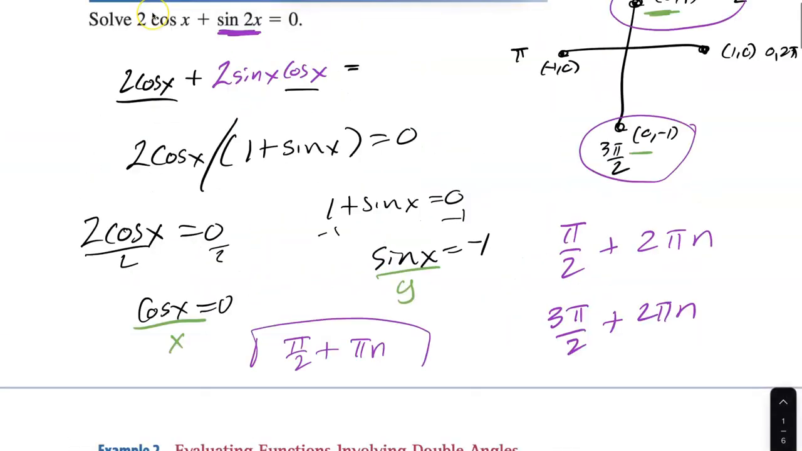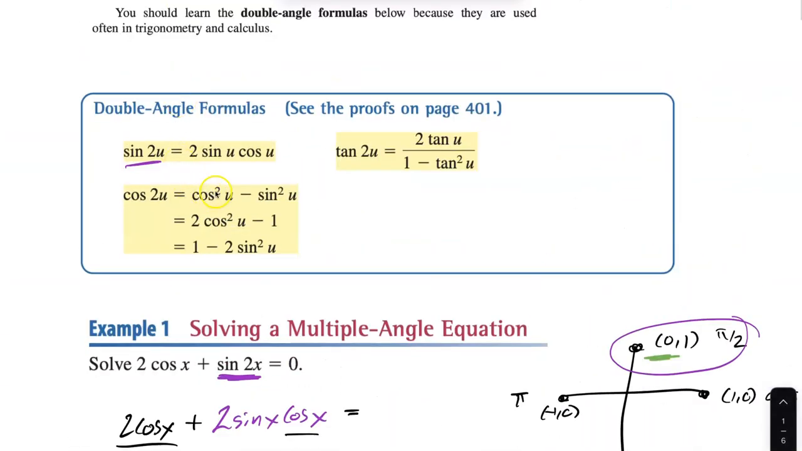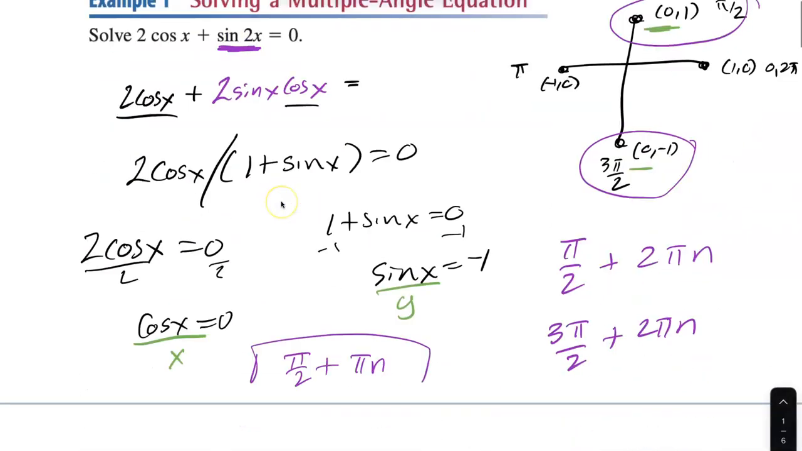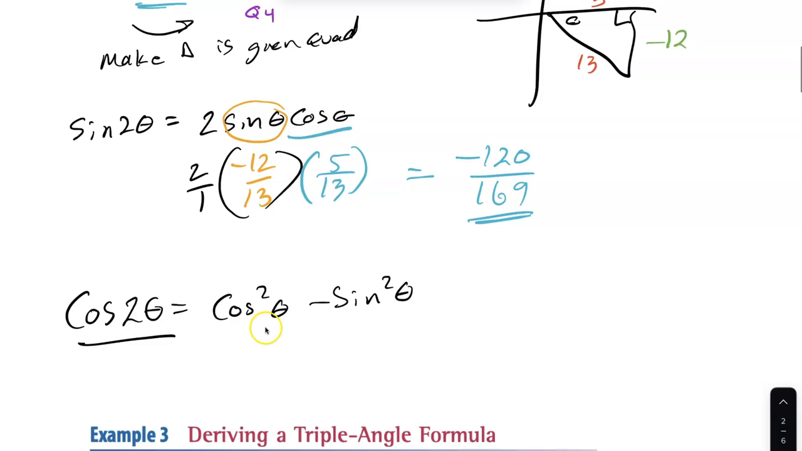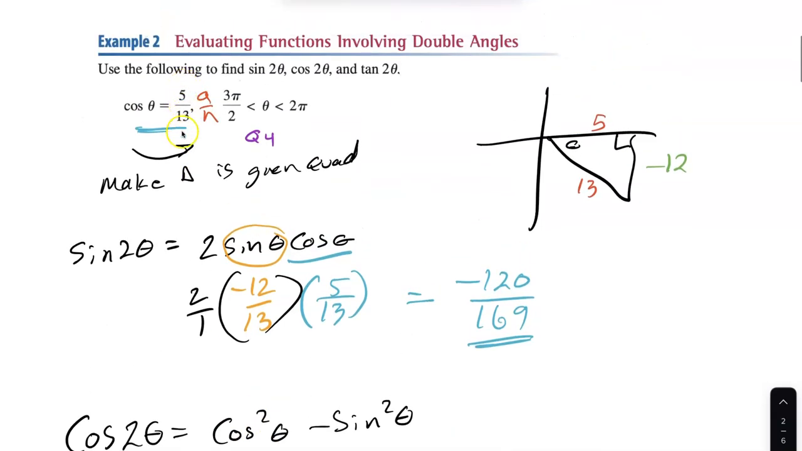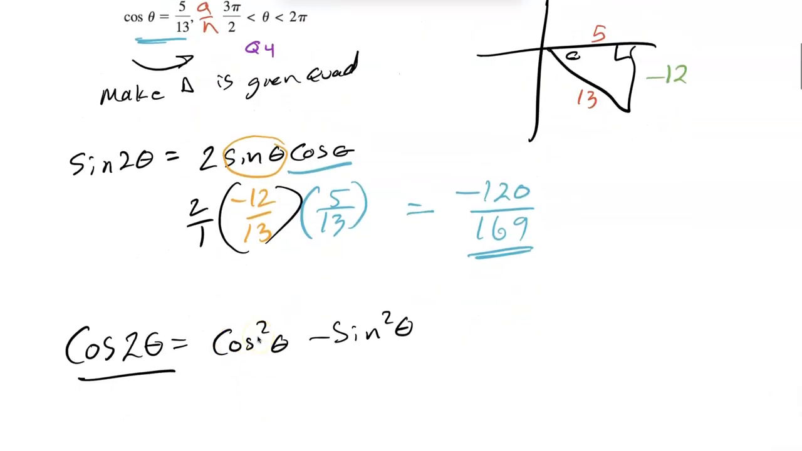That's a formula. There's lots of them. In this case, I'll use cosine squared minus sine squared. This is the one time I like to use that one. So I'm going to use cosine squared theta minus sine squared theta. And now we could plug stuff in, because cosine is 5 over 13. Remember, this right here is the same thing as just cosine theta squared. That's just an easier way of writing it.